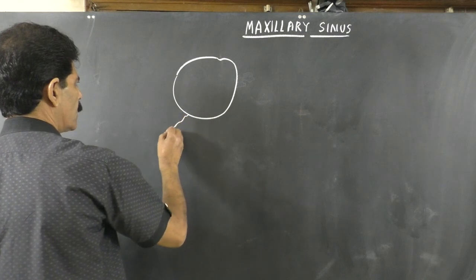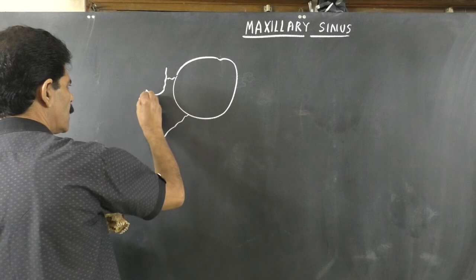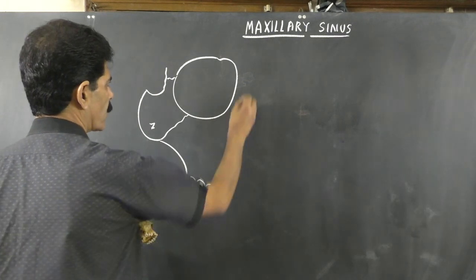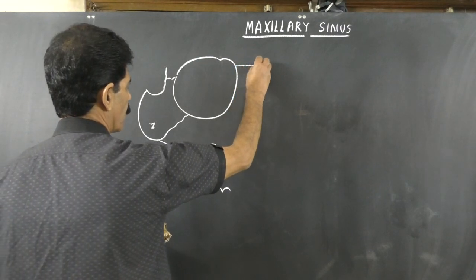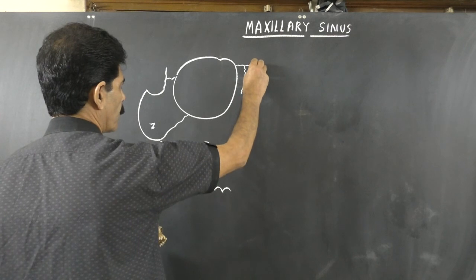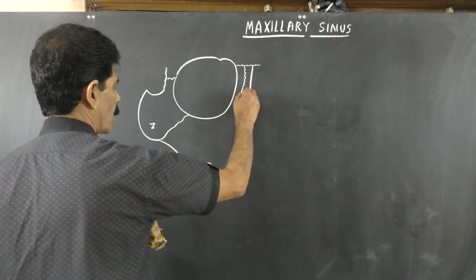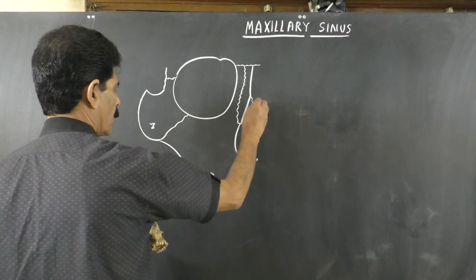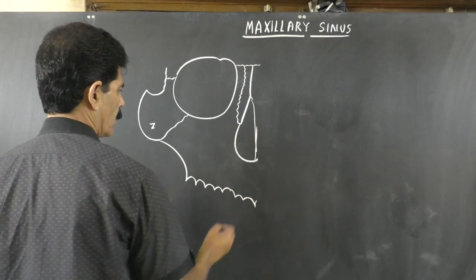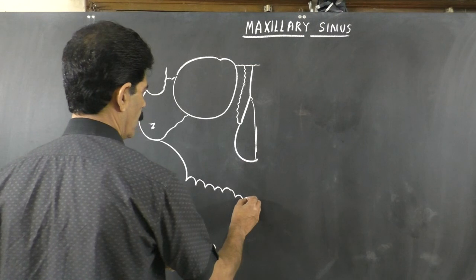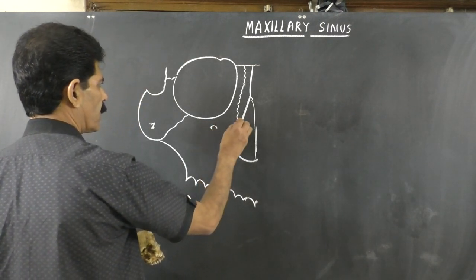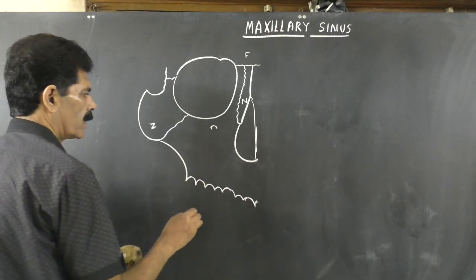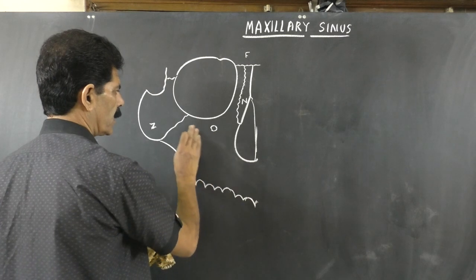orbit. Laterally, there is the bone of the cheek, that is the zygomatic bone, and this is the anterior surface of the maxilla bone. It articulates with the nasal bone, superiorly with the frontal bone, and laterally with the zygomatic bone. And this is the infraorbital foramen in the upper part of the maxilla bone.